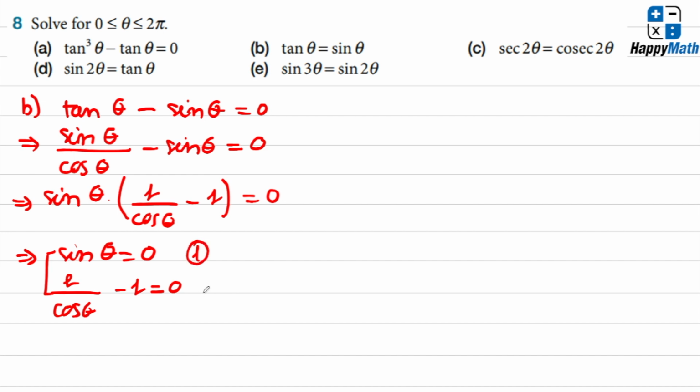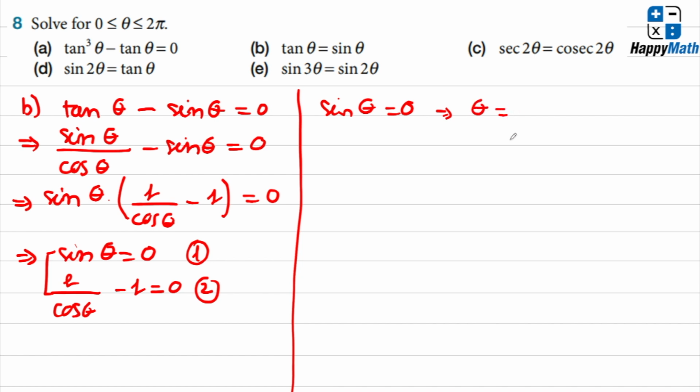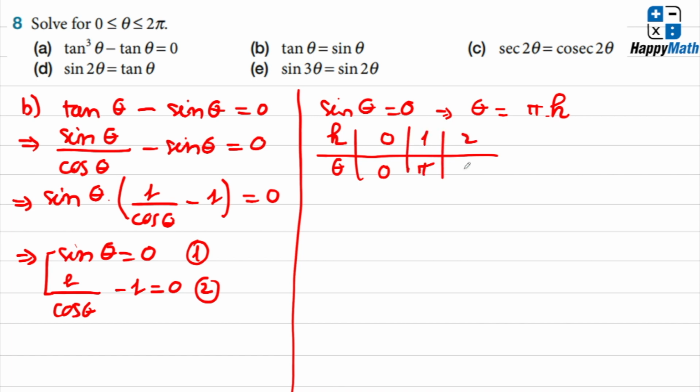Yeah, this is 1 and this is 2. Tan sine theta equal to 0. Sine equal to 0 means you will get theta equal to 0 plus pi k, or you only have pi k like here. And the table of values between k and theta: 0, yes, 0; 1, okay; 2, I think that is possible. Yeah, 2 pi belongs to this interval.